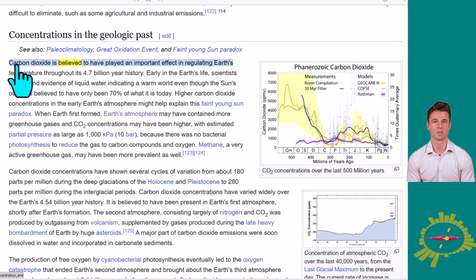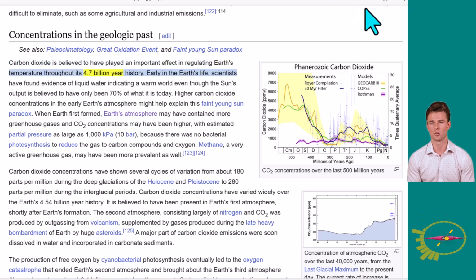Carbon dioxide is believed to have played an important role in regulating Earth's temperature throughout its 4.7 billion year history. Early in the Earth's life, scientists have found evidence of liquid water, indicating a warm world, even though the sun's output is believed to have only been 70% of what it is today. Higher carbon dioxide concentrations in the early Earth's atmosphere might help explain this faint young sun paradox.